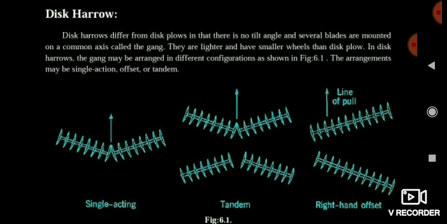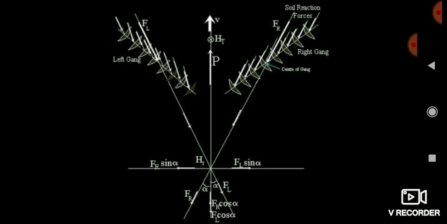And in disc harrow friends, gangs are arranged in different configurations. You can see that single acting, tandem type, right hand offset type. Friends, here it is saying right hand offset type. It can be left hand offset type also. When you reverse the direction, here you can see that the right hand offset type is in the direction of right hand, but when the gangs are present in the direction of left hand, then it is going to be the left hand offset type.